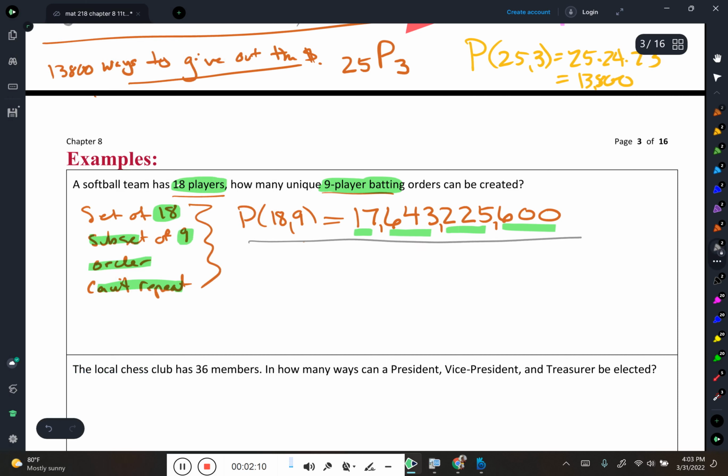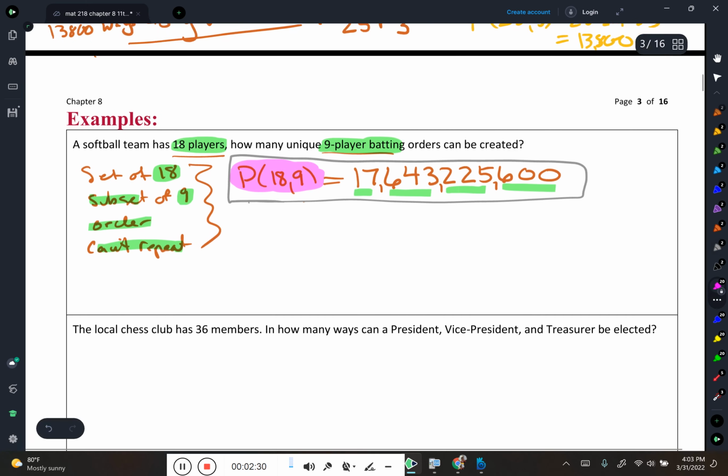This right here is what Chapter 8 is about. We want to do something, but the thing we want to do is so big there's no way to count it up, to list it out, to draw a tree diagram. Not going to happen. So we need more math. Okay?